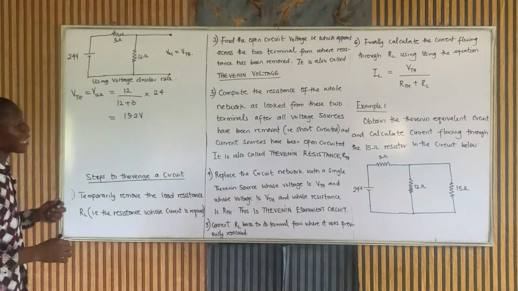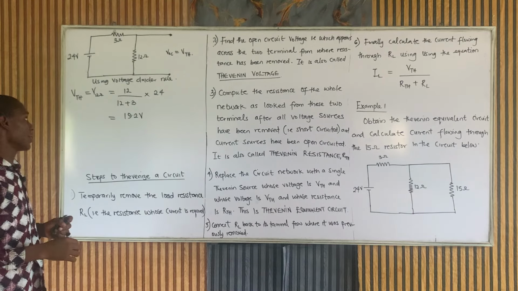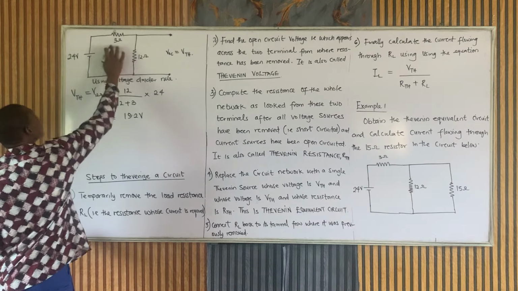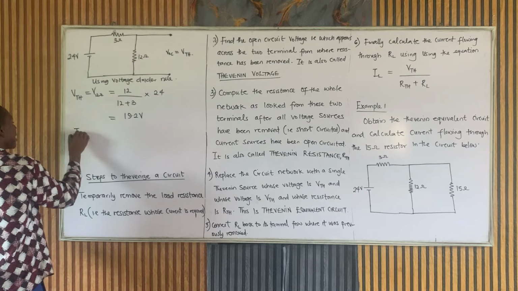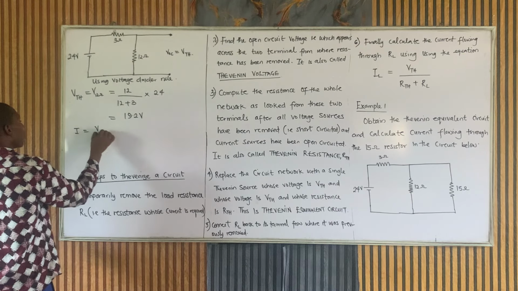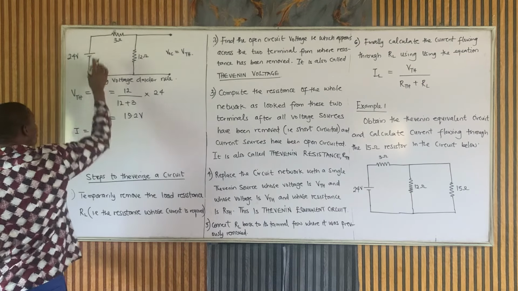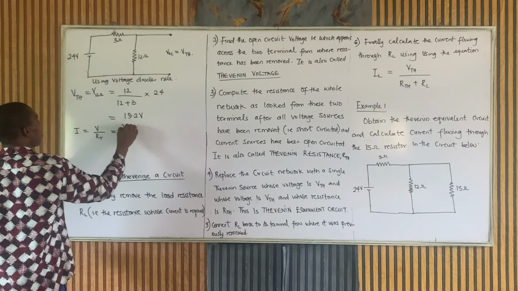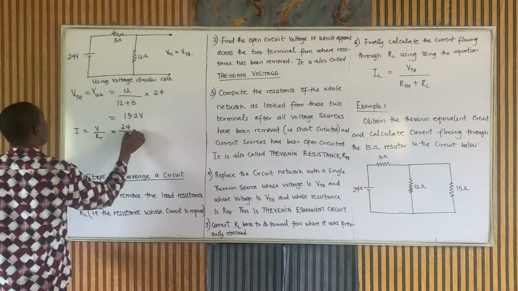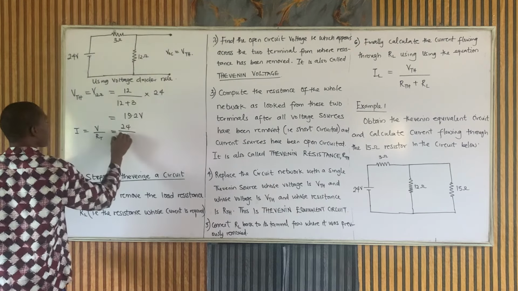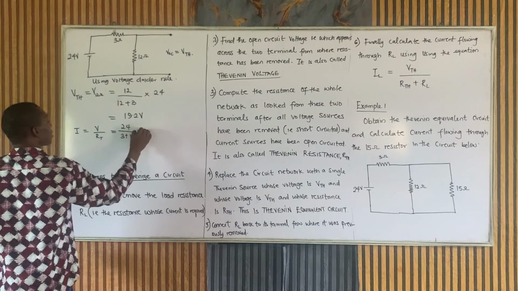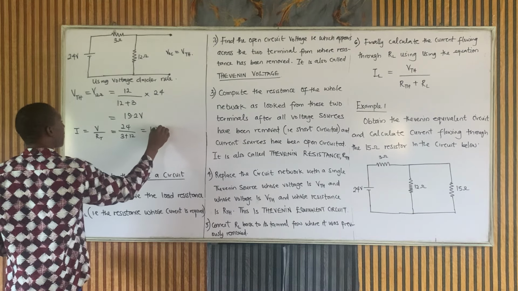Another way to get our VTH is to get the current in this series resistor. That current there is the voltage over total resistance in that series circuit. And that voltage is given as 24. So that's the voltage here. All over, the total resistance is 3 plus 12. This is going to give us 1.6 ampere.